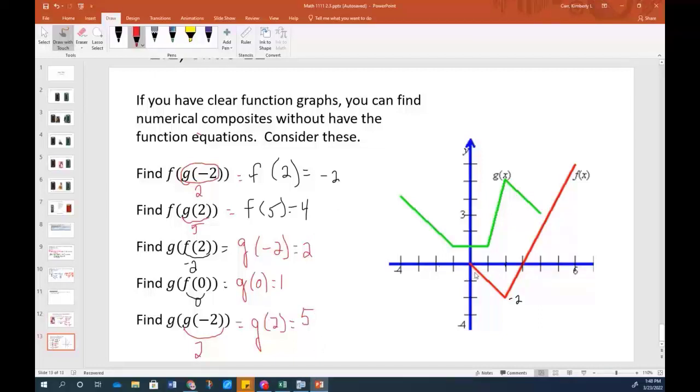Okay, so it's just like taking those dollars to the change machine and then getting the quarters out of that and taking them over to the other machine. You're putting what came out of one into the other one. Okay, and that finishes up our lesson on the composite functions. I hope this helps you out.